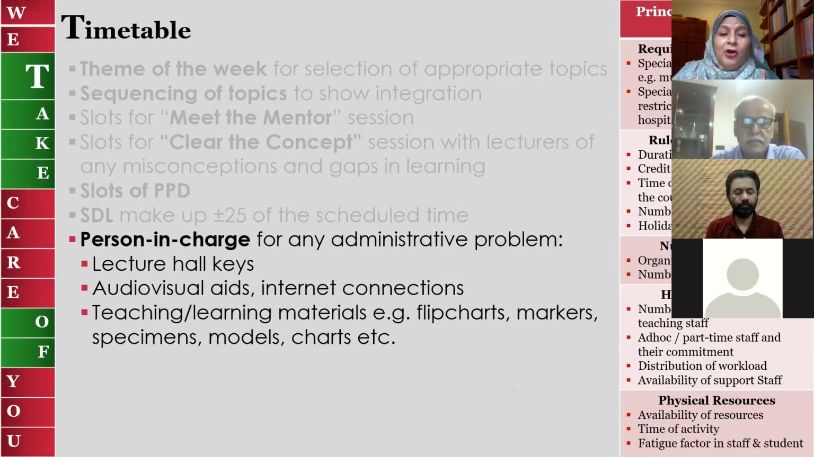For example, if the audiovisual aids are not working, or the internet connection is not working, who to call, where to go. So all this information should be there in the guide so that the students are not lost. Teaching learning material, where to get them: the flip charts, the markers, the specimens, the models. If you are going to borrow something from anatomy to bring it to the class, how are the students going to arrange for that? All this information should be provided depending upon the requirement of the module.